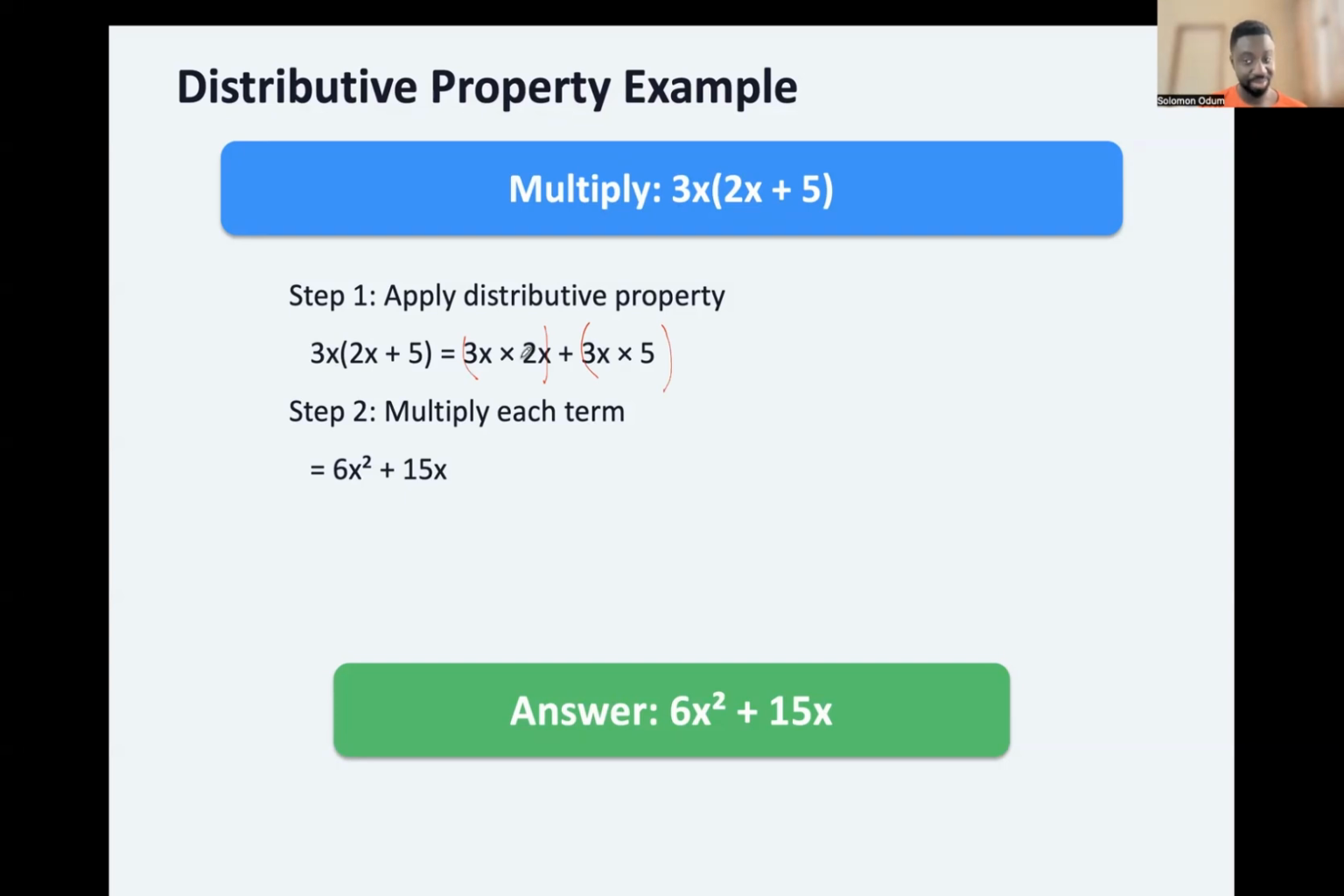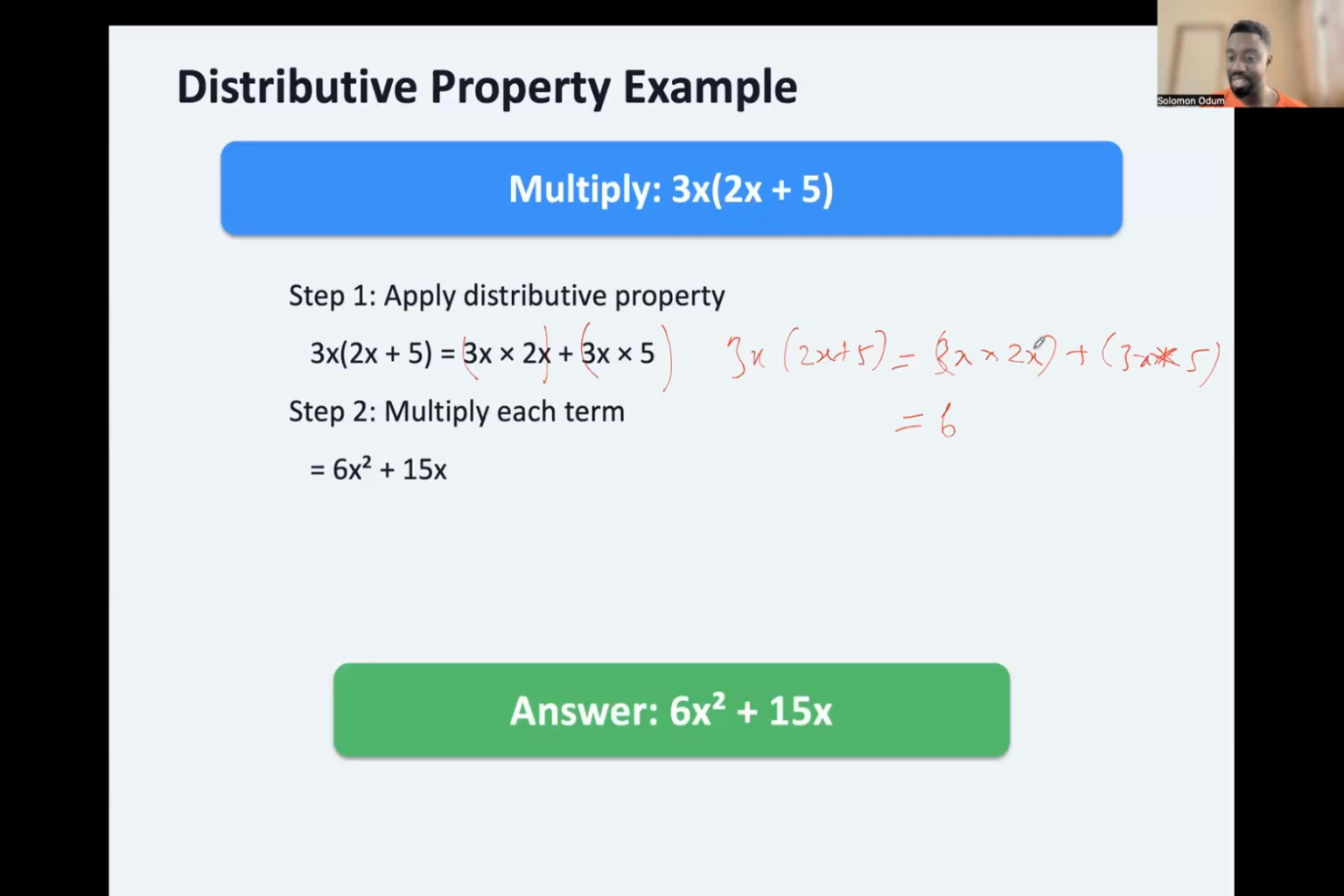You are multiplying the coefficients. So you're going to have 3x times 2x plus 3x times 5. That's how you multiply. And then 3x times 2x: 3 times 2, remember, is 6.